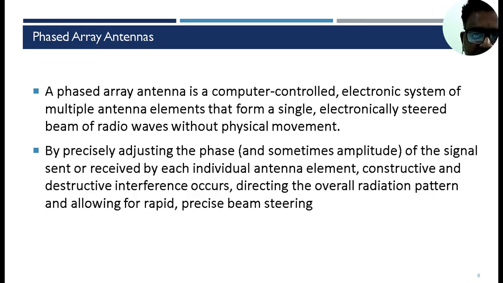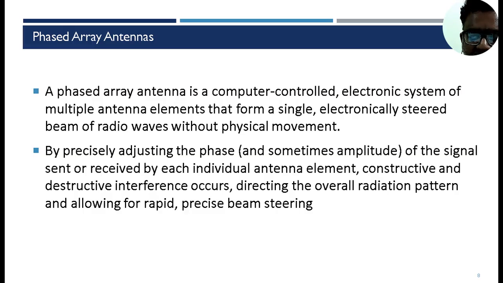Next, the last type is the phased array antenna. A phased array antenna is a computer-controlled electronic system of multiple antenna elements that forms a single electronic beam steering of radio waves without physical movement. We can control the beam electronically by changing the phase. By precisely adjusting the phase of the signal sent or received by each individual antenna element, it provides constructive or destructive interference of phase.